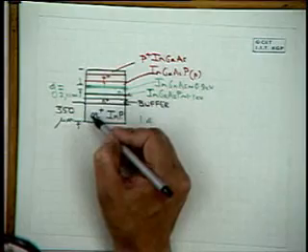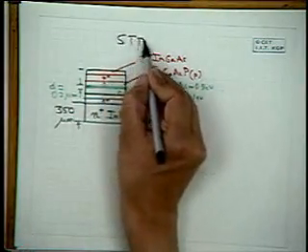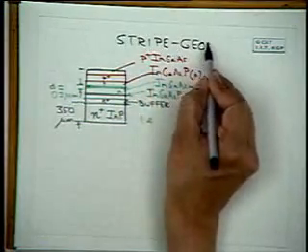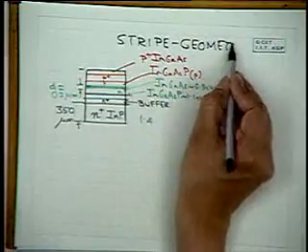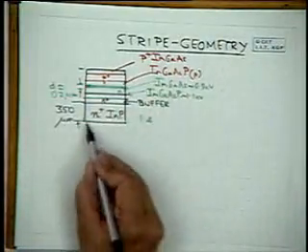Okay, now we are talking about, say, a stripe geometry, which is a practical device. Suppose you just want to test this device. Okay, then what can you do?